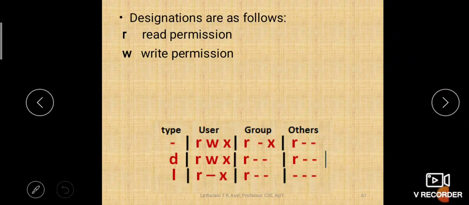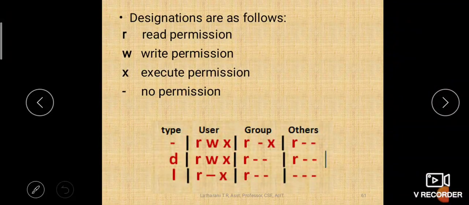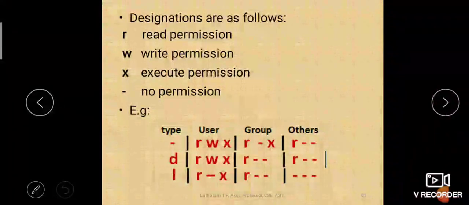So now the designations are as follows. The permissions will be like this: R for read permission, W for write permission, X for execution permission, and a dash for no permission, the absence of the permission. Okay. So an example is like this.